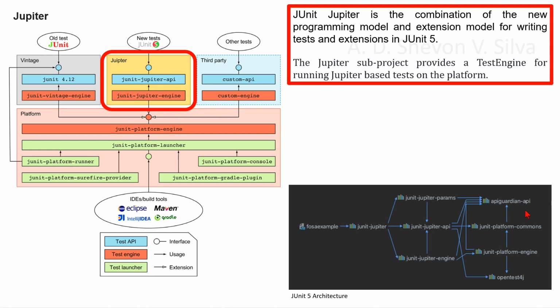This is published in the API Guardian jar, and in addition, most of the artifacts have a direct or transitive dependency on the following OpenTest4J jar.